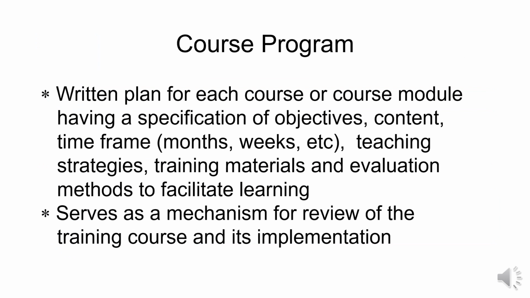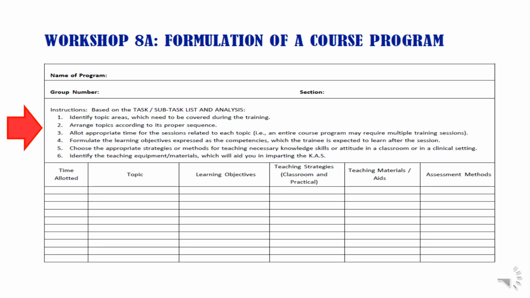The course program is a written plan for each course or course module or a general training outline that takes into consideration the proper sequencing of the topics, specification of objectives, time frame, whether it's in months, weeks, or days, teaching strategies, training materials, and evaluation methods to facilitate learning. These are the parts of the course program lifted from the manual.